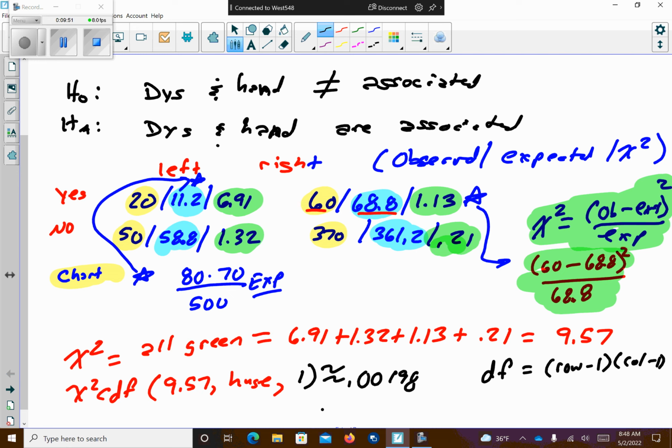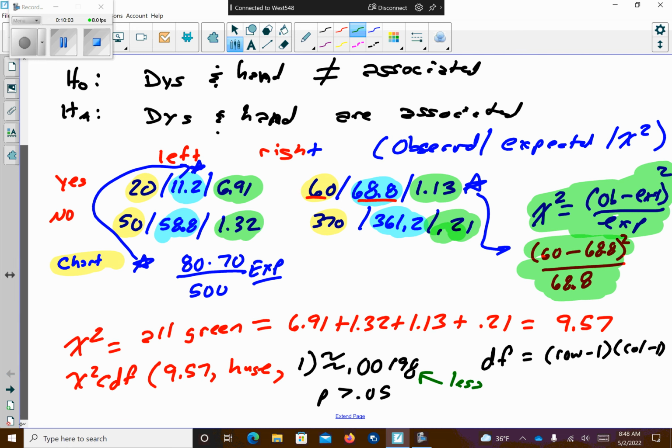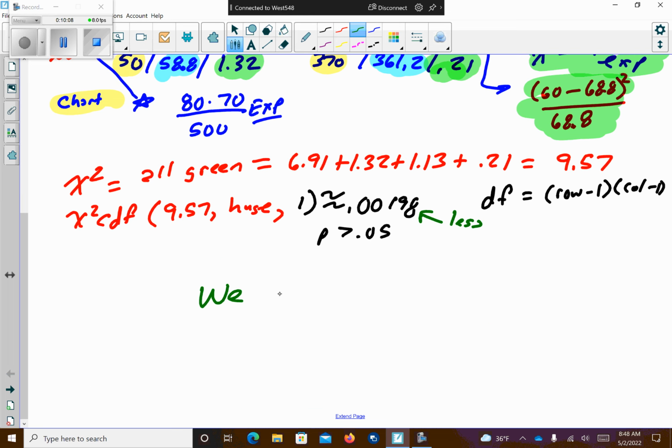Okay, so 0.098. Remember, we're basing this on a p-value being greater than 0.05. That's far less. So if it's less, we reject the null. And if we get to that point, we're totally fine. So we could say we find strong evidence that dyslexia is associated with handedness. If we can get to the point that we either fail to reject the null or we reject the null, I'm totally happy with it.